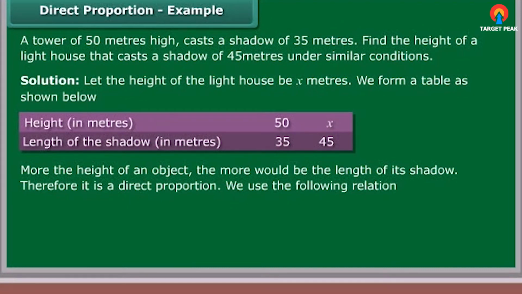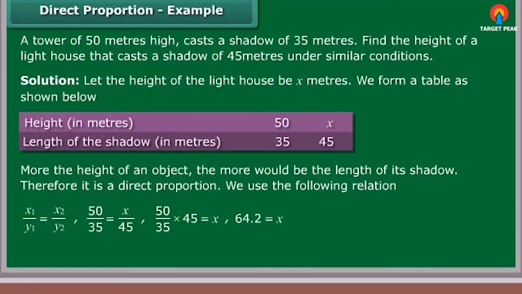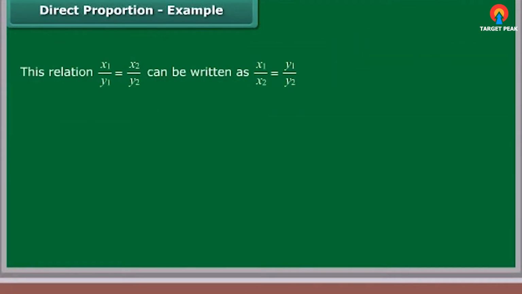We use the following relation. X1 upon Y1 is equal to X2 upon Y2. 50 upon 35 is equal to X upon 45. 50 upon 35 into 45 equals X. 64.2 is equal to X. The height of the lighthouse is 64.2 meters.